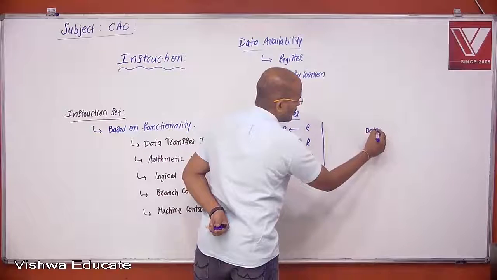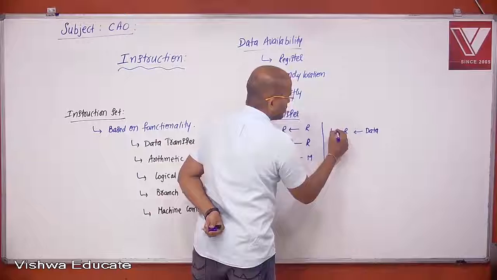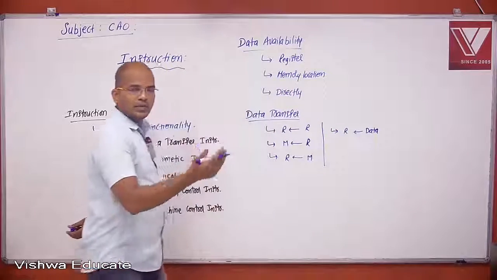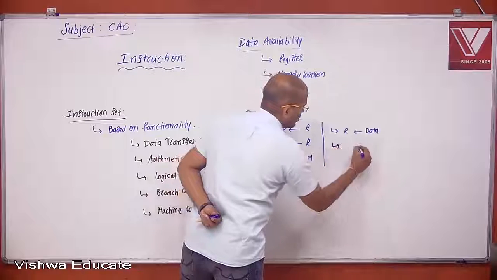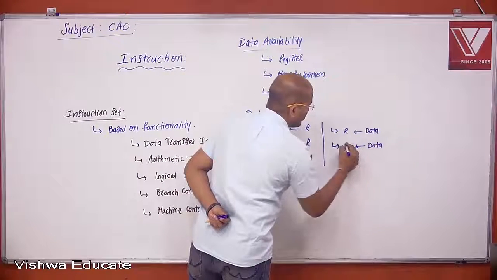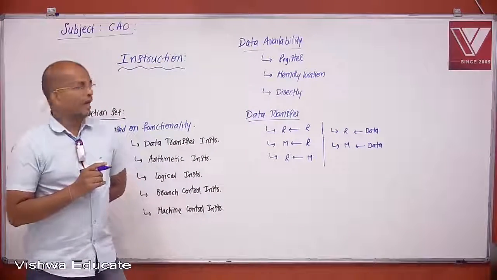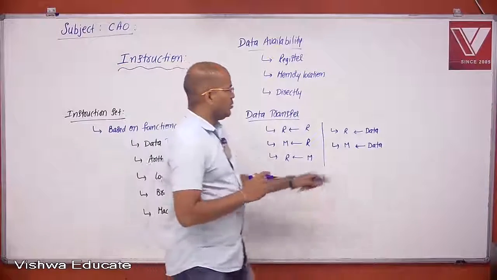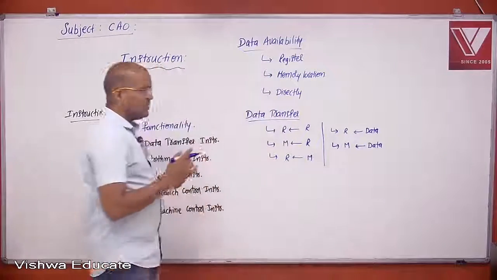Data to R: data is copied directly to R. Data to M: data is copied directly to M. So data to R, data to M. So these 5 things are considered.